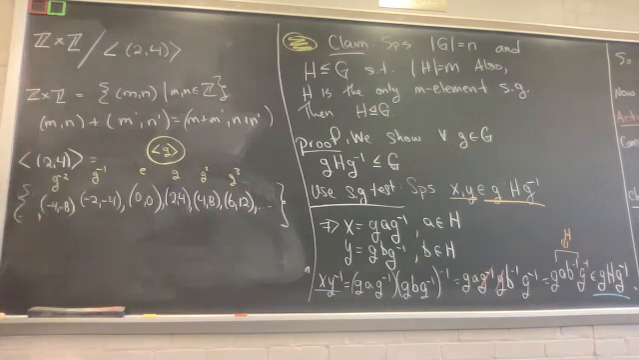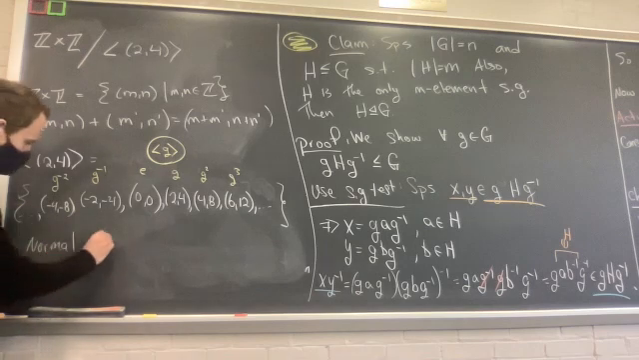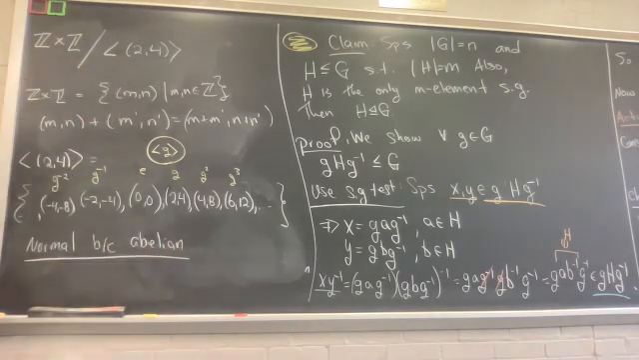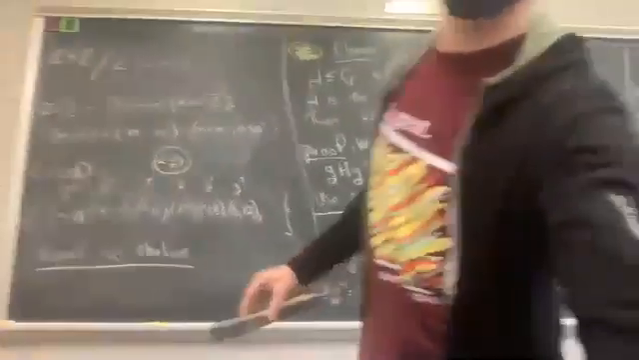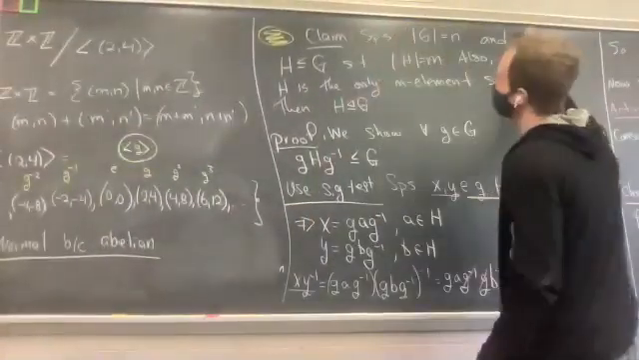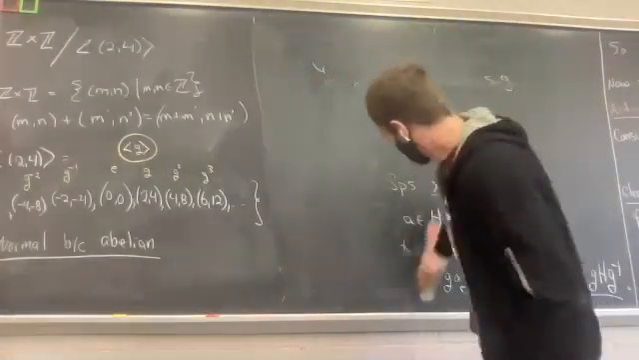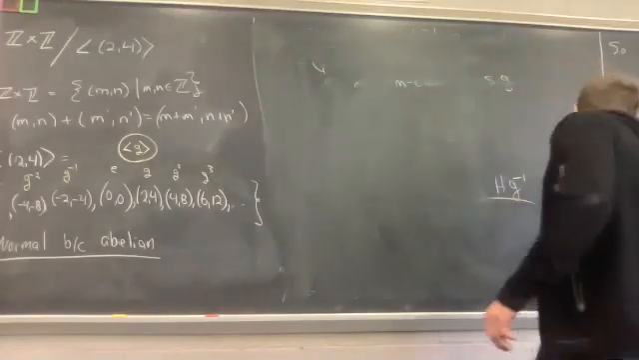Okay, so we've got that kind of setup. Now we need to figure out, well, first of all, we know that it's normal immediately because abelian. If you've got an abelian group, every subgroup is a normal subgroup. So there's nothing to check there. Now we just need to get a handle on the cosets. So let's see if we can do that.